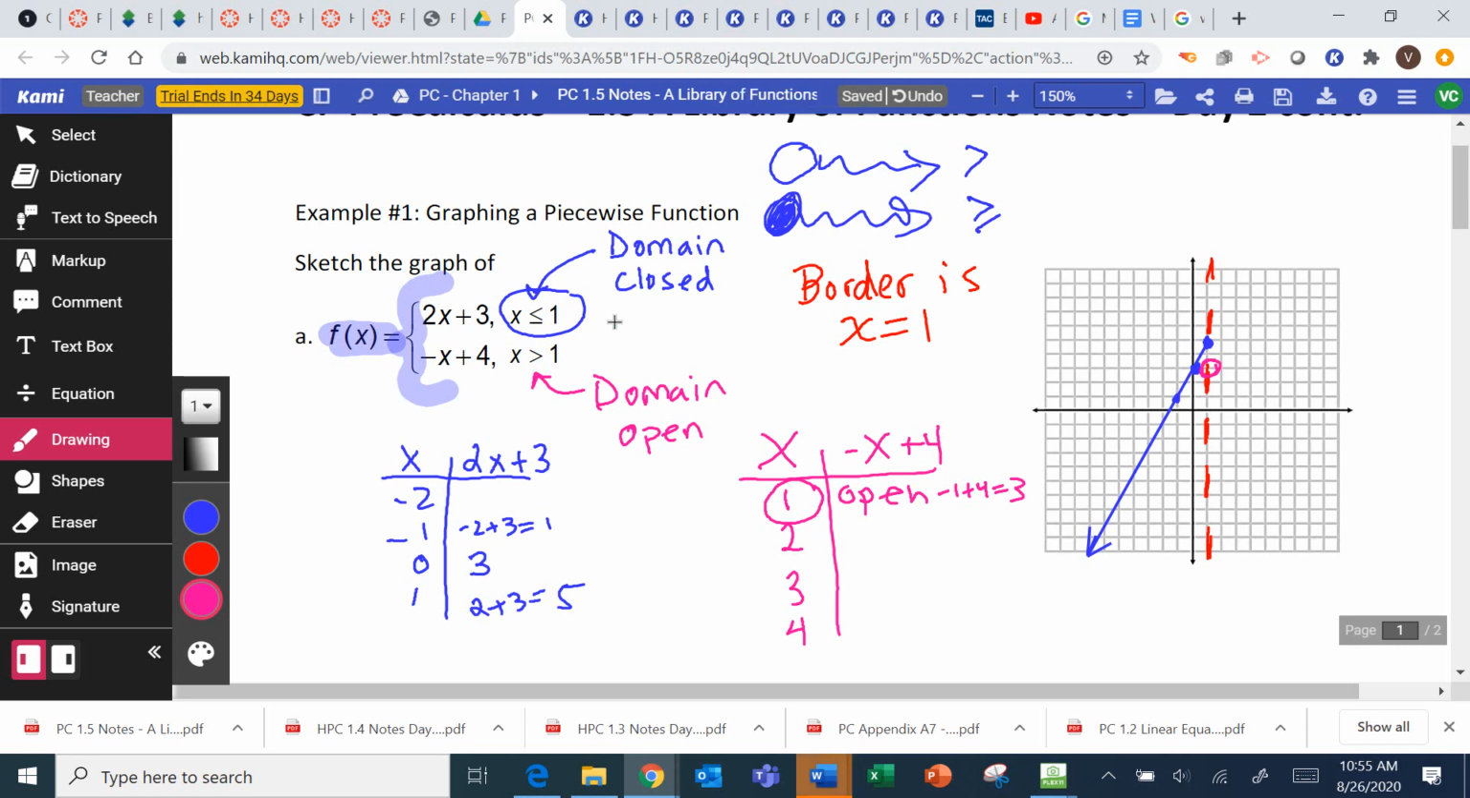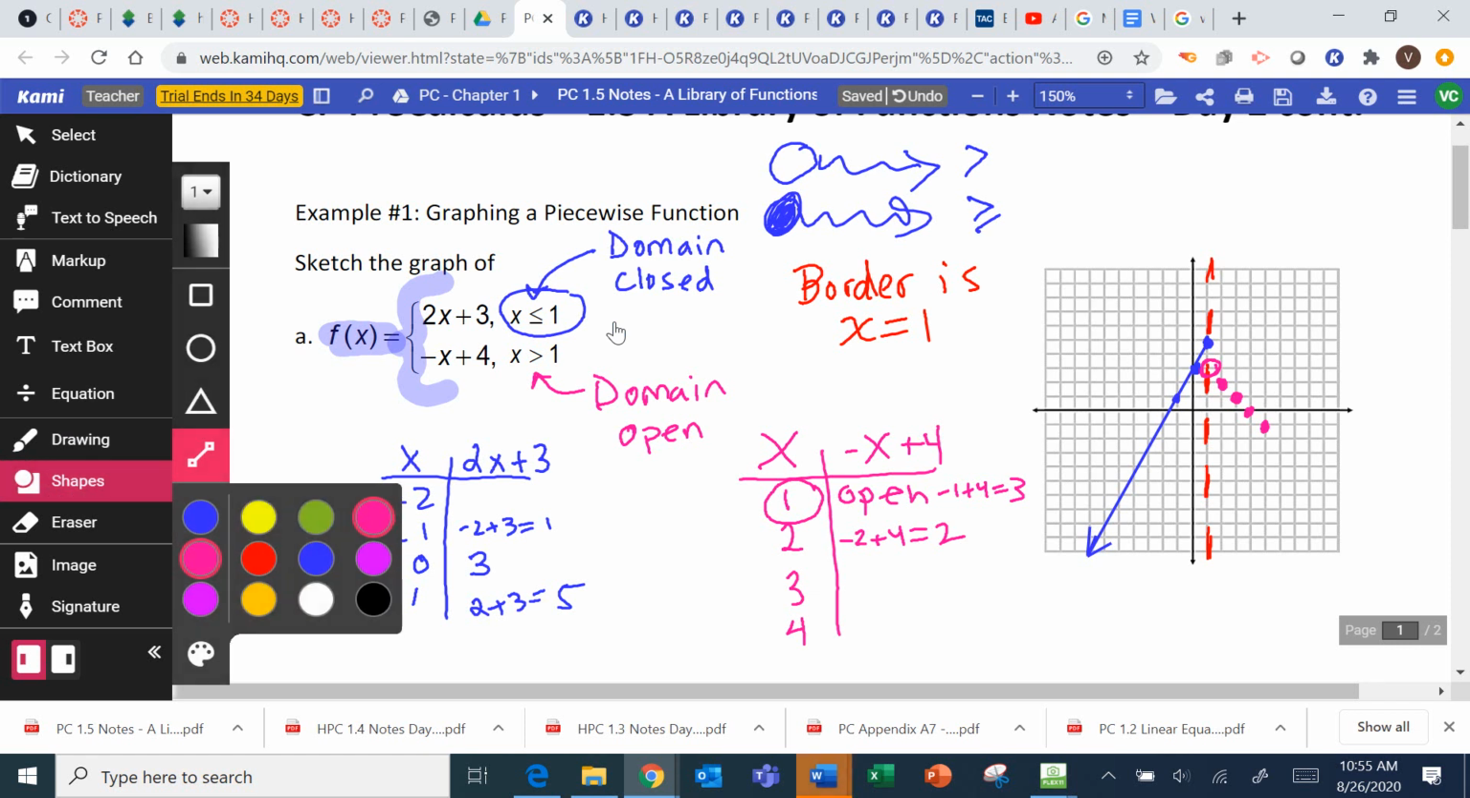And then we've got 2, -2 plus 4 is 2, so (2, 2). That can be closed. My slope is -1, so really I can just use my slope to find some more points. I don't really need the table. And then the line to draw. It's only through half the graph.